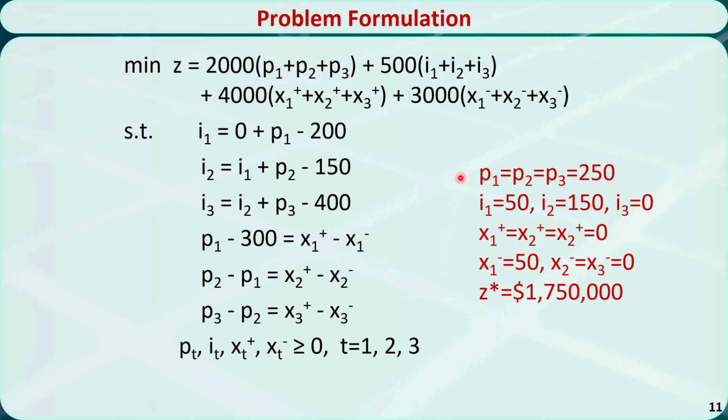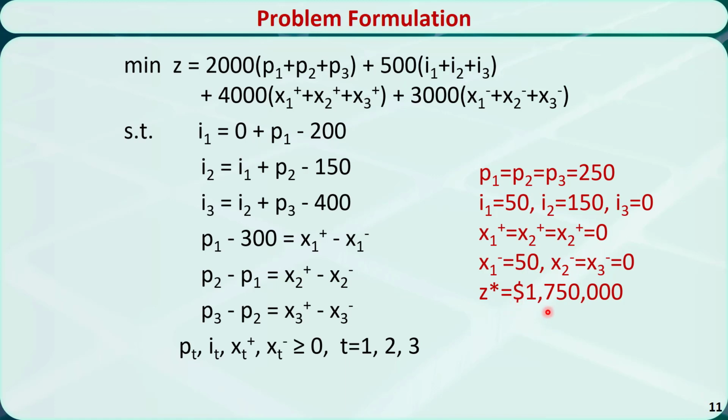It means we always manufacture 250 products each month. We hold 50 at the end of month 1. And hold 150 at the end of month 2. We are not increasing production between different months. We decrease production by 50 from month 0 to month 1. The total cost is $1.75 million.